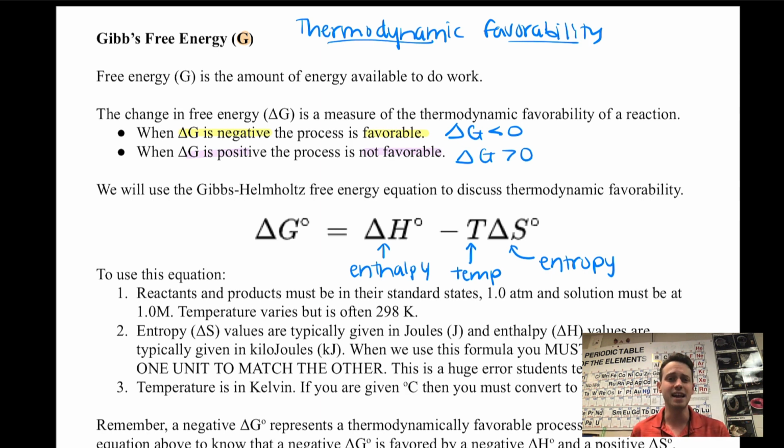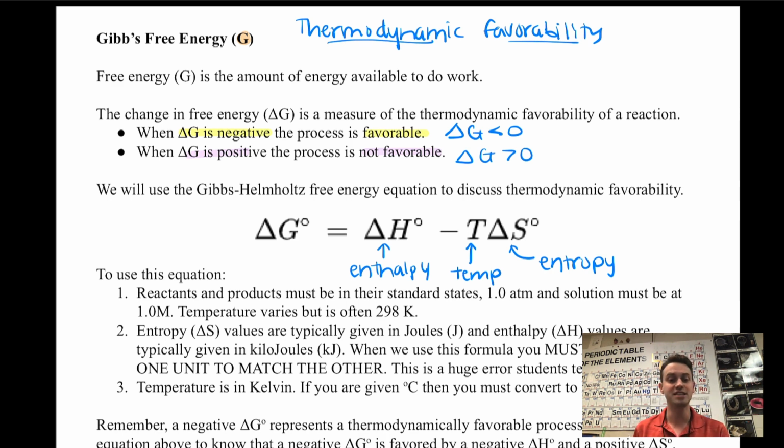There are some points that I do want to make about this equation. One is that reactants and products must be in their standard states at 1 atmosphere, and the solution must be at 1 molar concentration. The temperature varies, but it is often at 298 Kelvin, which is 25 degrees Celsius.